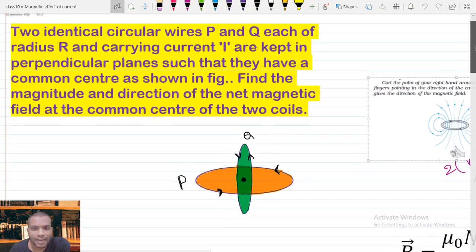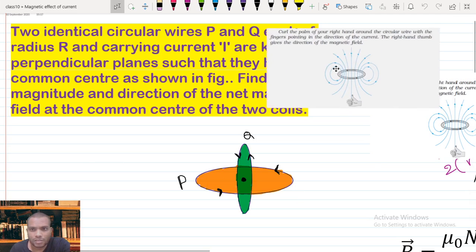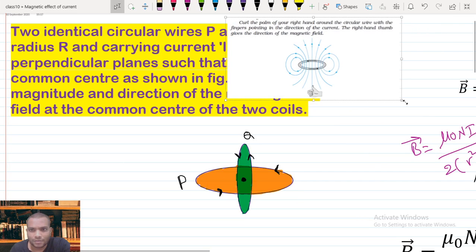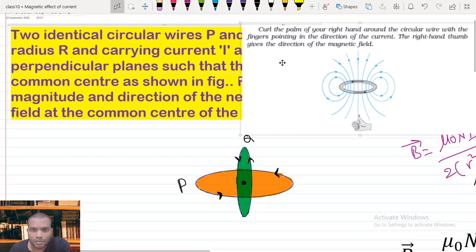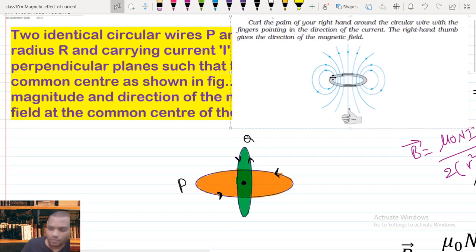So this is the given diagram. In this diagram, we need to find the magnetic field at the center. Since magnetic field is a vector, before trying to find the magnitude, let's first find its resultant direction, because here two circular loops are there.